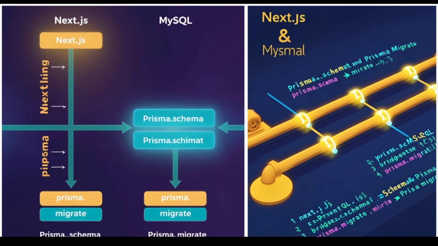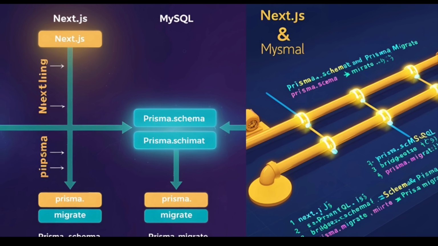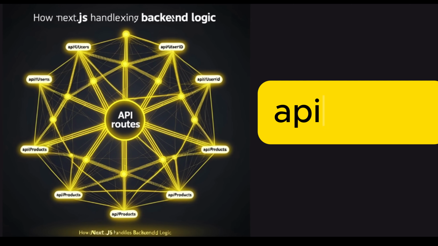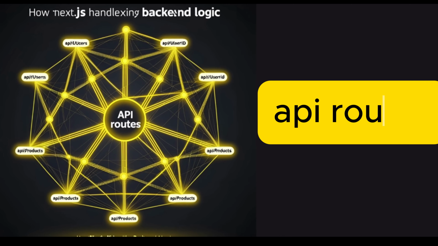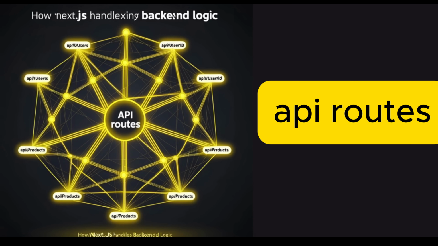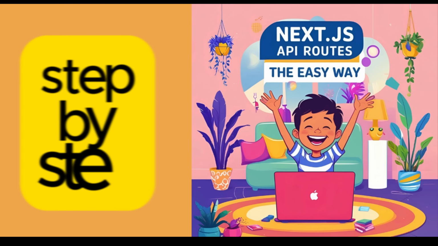We're going to understand the terminologies that are used when you're talking about database connection, how to actually push the schema to our database. Most importantly, you're going to see how to create API routes for your project. That means we're going to cover everything related to API routes. We're going to do this in a very simple manner.